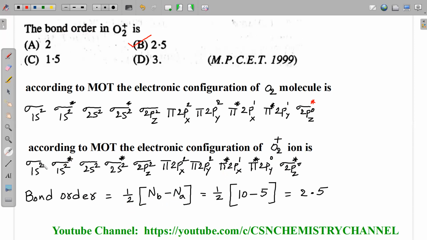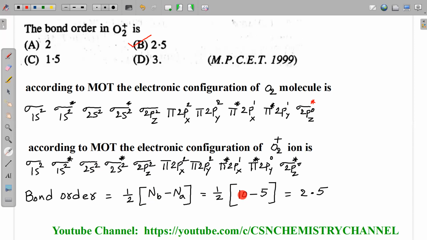Without star, these two electrons are bonding electrons. These two electrons are bonding electrons. These two, these two, and these two are bonding electrons. So how many bonding electrons are there? That is the NB value. Number of bonding electrons is equal to 10.